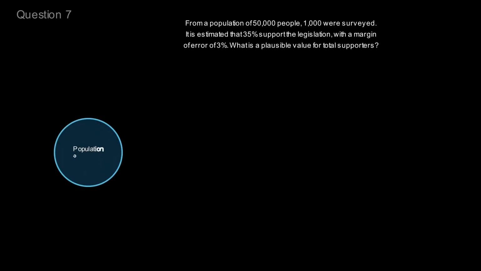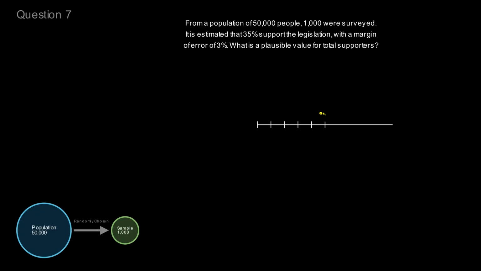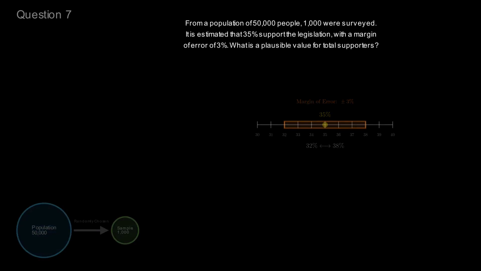We have a massive population of 50,000 people, and instead of asking everyone, we pull a smaller sample of 1,000 individuals. Now, let's understand the margin of error. The survey says 35% supported, but because it's just a sample, the true percentage can vary up or down by 3%. This creates a confidence interval. The minimum plausible percentage is 35 minus 3, which is 32%. The maximum is 35 plus 3, which is 38%. So the true support is between 32 and 38%.